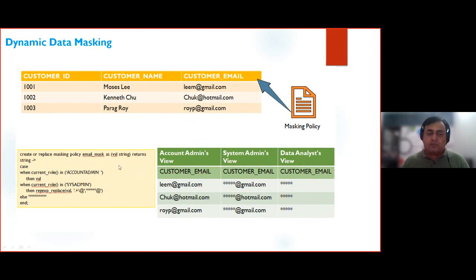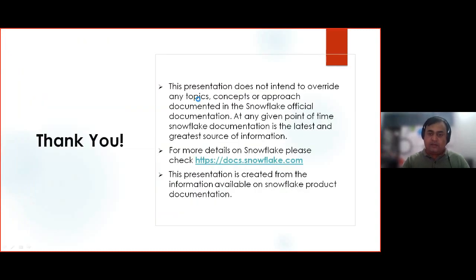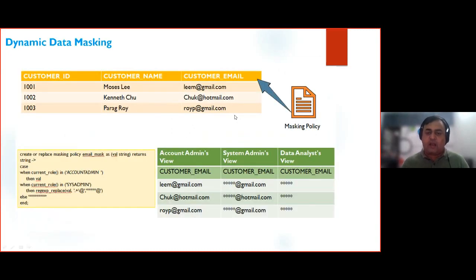So once I create that masking policy, I attach that masking policy to this customer email, and then if account admin queries that particular table, he will see the entire information. Sysadmin will see only the domain, and data analyst will see all asterisks, completely masked data. That's how we can provide column level security by using dynamic data masking.